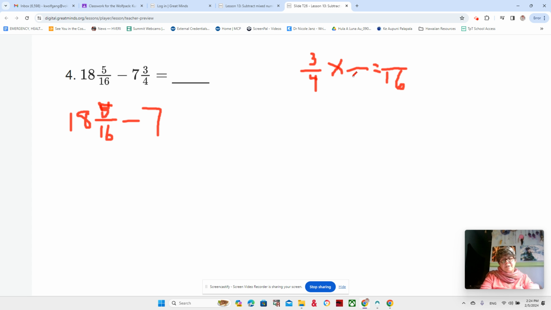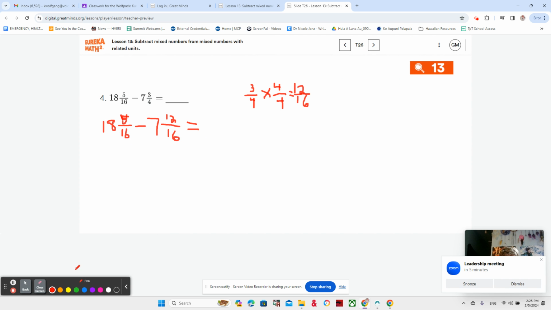Okay, 4 times what is 16? 4 times 4 is 16. Same thing to the top. 4 times 3 is 12. Nice job. So that's going to be 12/16. Okay, so then we'll do our subtraction. 5 minus 12. We can't do that, right? We can't do 5 minus 12.